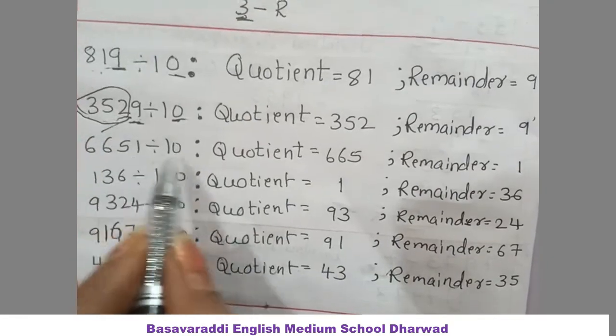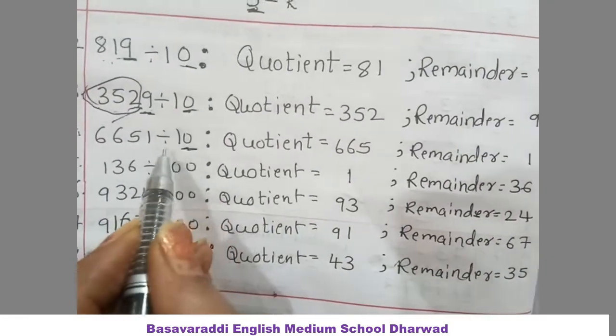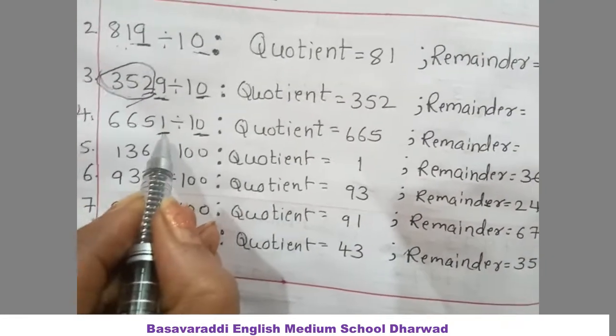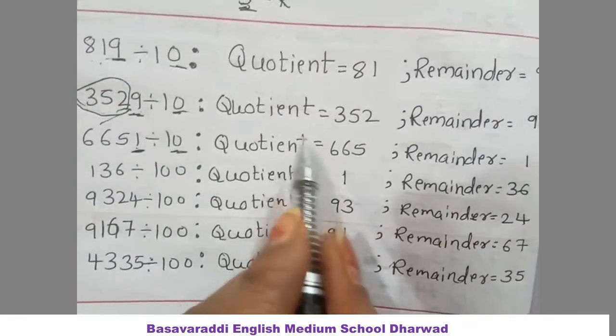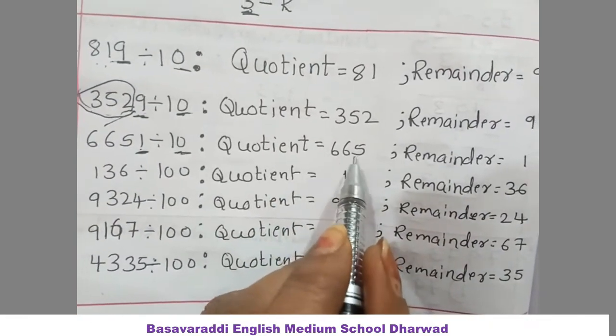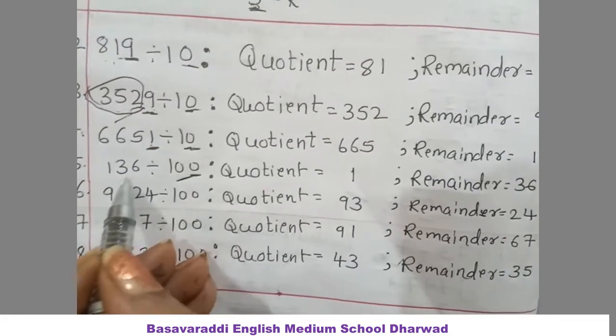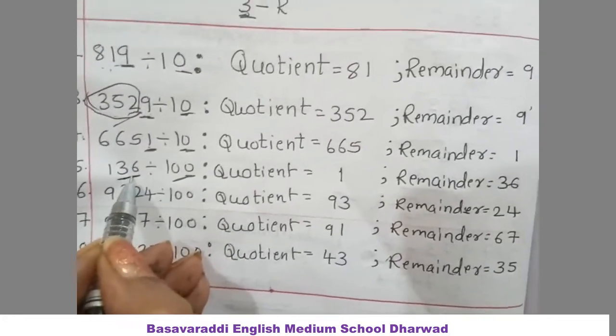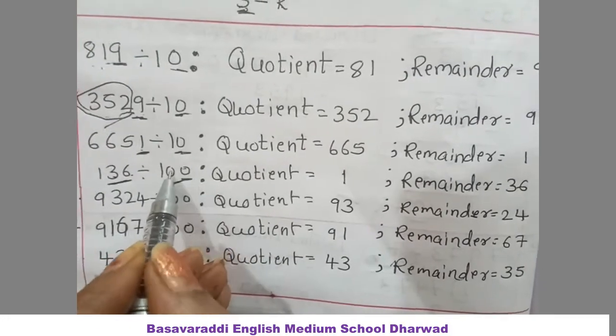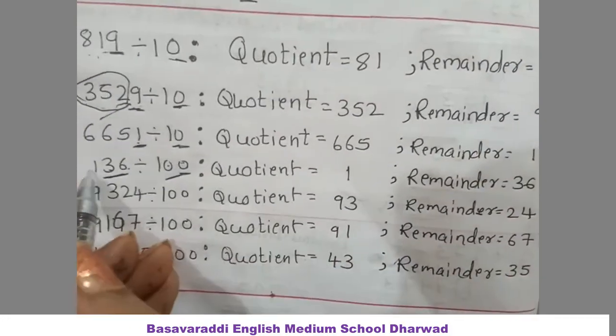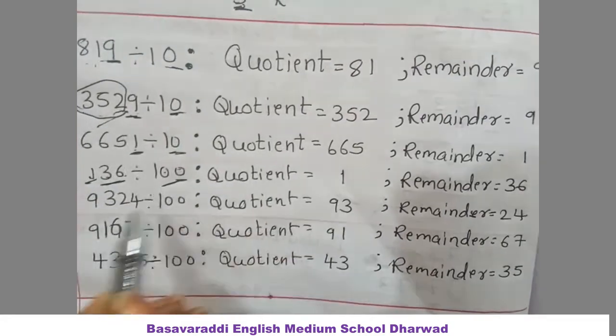6651 divided by 10. 1 0 is there, so the 1's place, 1, is the remainder. The other part, 665, is the quotient. Again here there are 2 zeros. 2 zeros means 36 is the remainder, using the 1's and 10's places, and the quotient is 1.